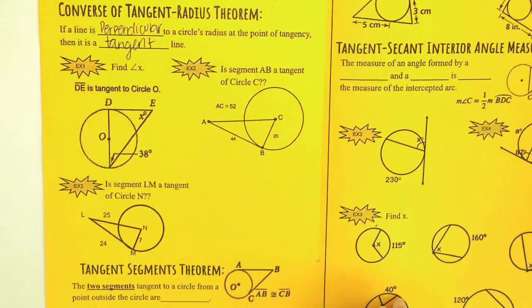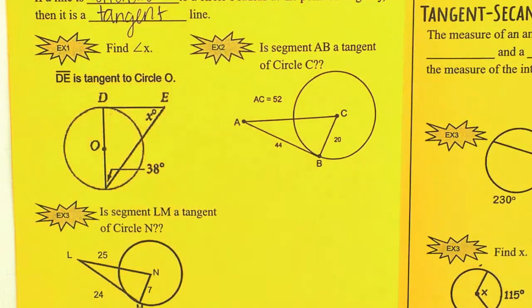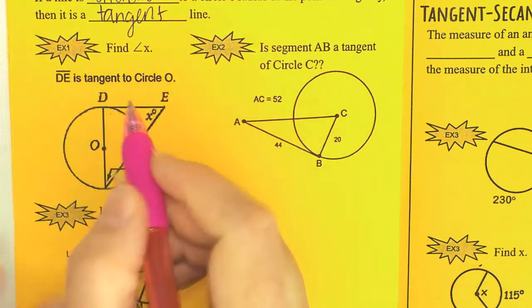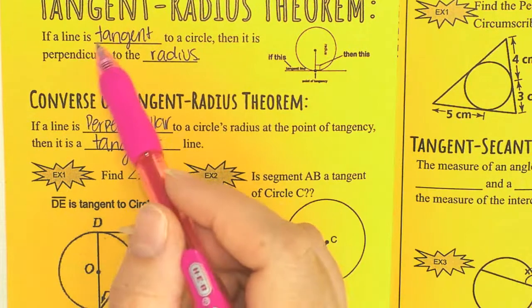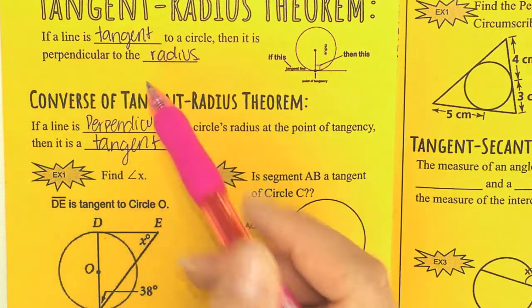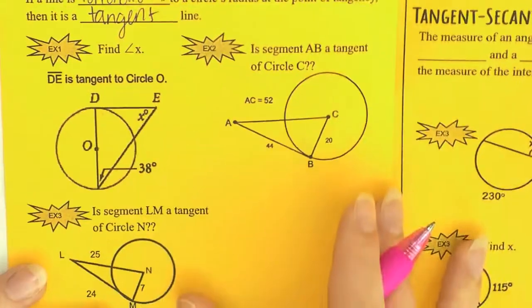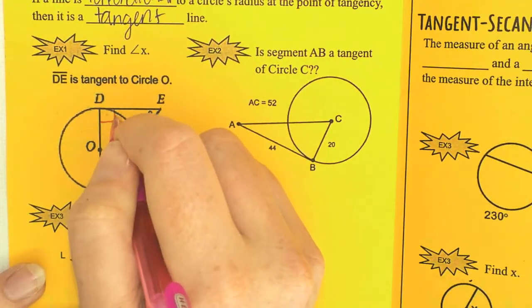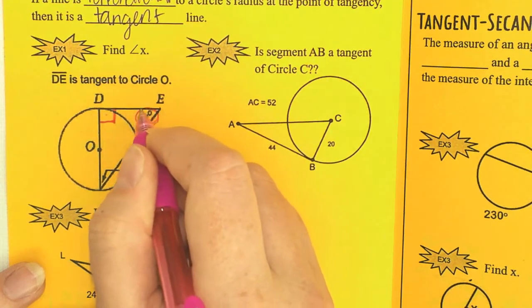So for the example, the first one is using the theorem like normal. It says that this is a tangent line to circle O. And based off of what we just learned, if a line is tangent, then it's perpendicular to the radius. Perpendicular means that it makes 90 degrees. Okay, so we've got a 90-degree angle right here. The problem is asking us to solve for this angle x.